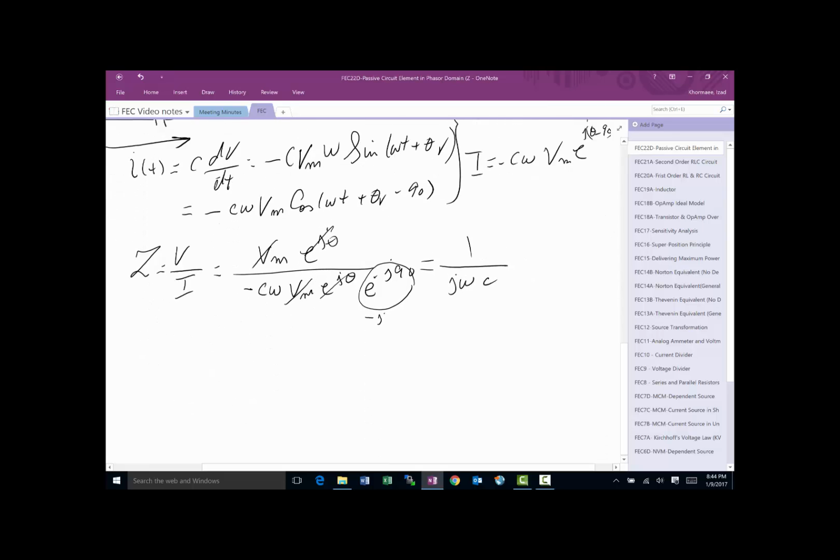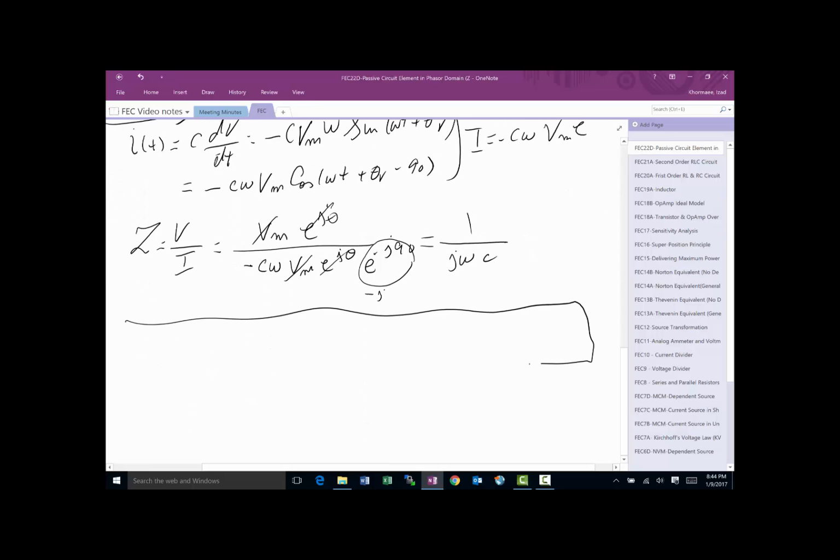All right, so to summarize everything we've done: for R in the phasor domain, Z is equal to R. For an L in the phasor domain, the Z for an inductor is equal to jωL, where omega is the radian frequency. And for C, the Z is 1 over jωC. So here we go.